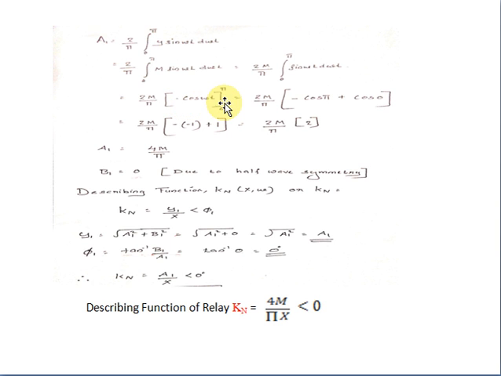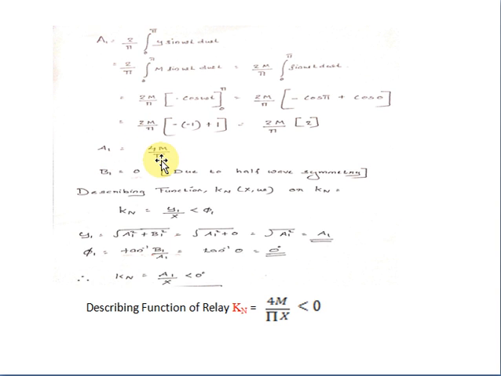Therefore 2m by pi into minus cos omega t from 0 to pi. Substitute the limits, upper limit minus lower limit: 2m by pi into minus cos pi plus cos 0. Cos pi equals minus 1 and cos 0 equals 1. Therefore the bracket value equals 2, that is 2m by pi into 2, so a1 equals 4m by pi. Okay, is it clear? a1 equals 4m by pi.